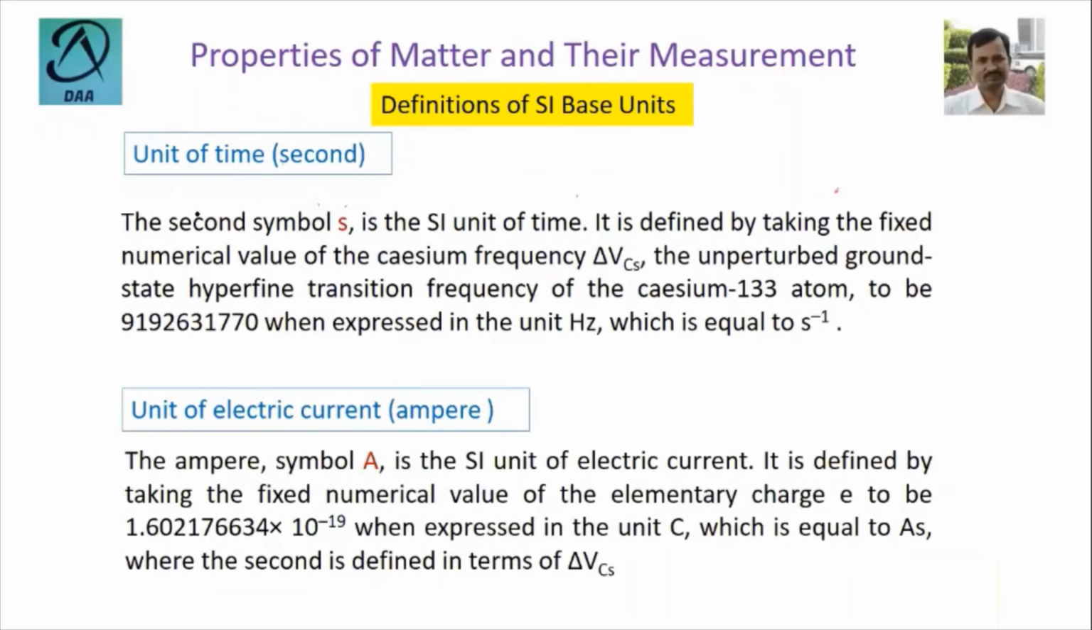Now, unit of time. The unit of time symbol is small s as per the SI system, and it is defined by taking the fixed numerical value of the cesium frequency, the unperturbed ground state hyperfine transition frequency of the cesium 133 atom, to be 9192631770, and its unit is Hertz, Hz, capital H, small z, which is equal to s superscript minus 1.